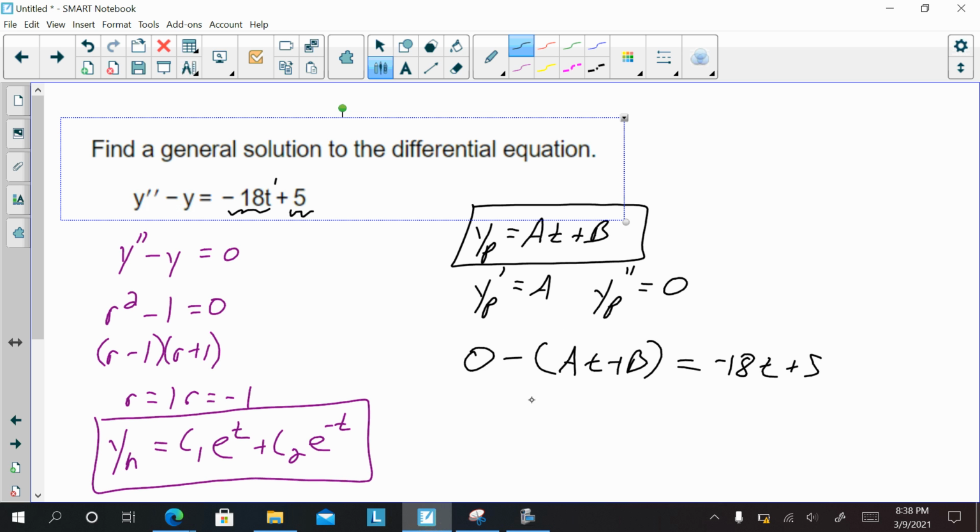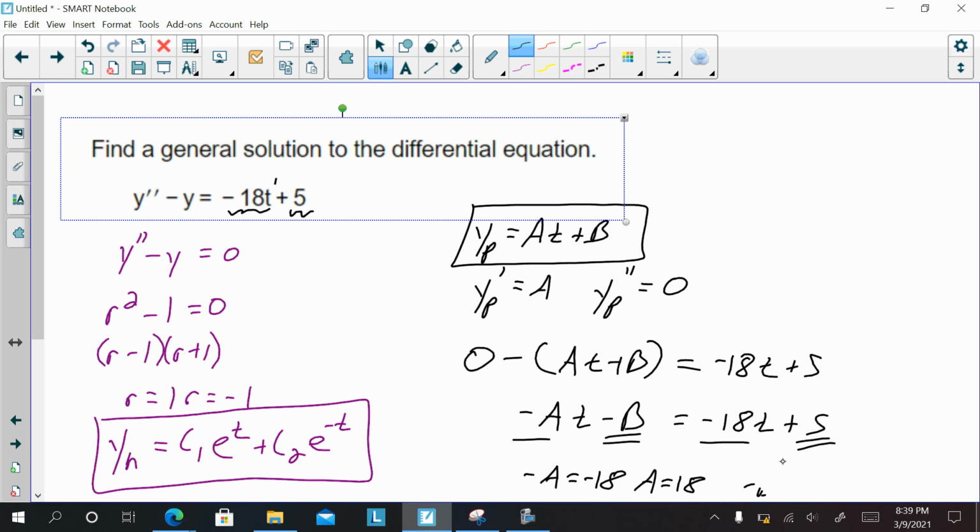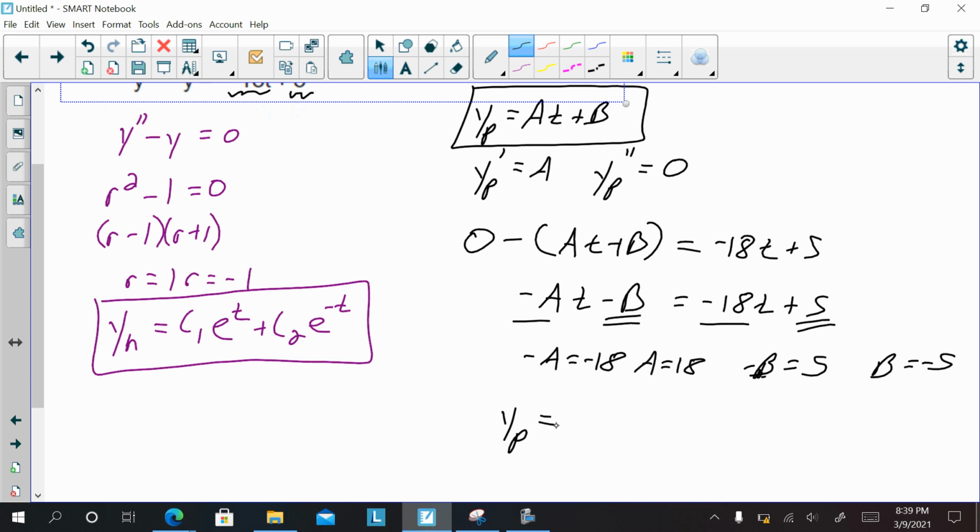So if we distribute the negative on the left, then we get minus at minus b equals minus 18t plus 5. So the coefficient of t is negative 18. So negative a is negative 18, which makes a 18. The constant, negative b, equals positive 5, which makes b negative 5. So that means our particular solution is 18t plus b, where b is negative 5. So that's our particular solution. That just came from setting the coefficients of t equal to each other and the constants equal to each other.